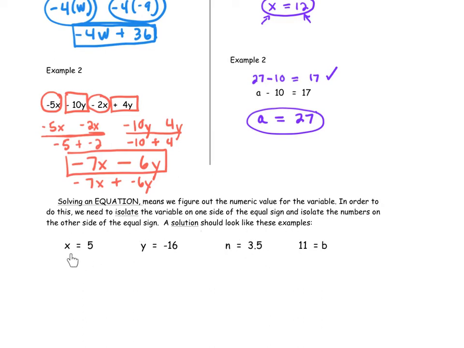So x, or whatever variable we're working with, can be a positive number. It could be a negative number. The variable could also be a fraction or a decimal. And sometimes it's written this way. We see the number on the left side and a variable on the right side. But it still means the same thing. The number that represents B is 11. So please go on to the back page.